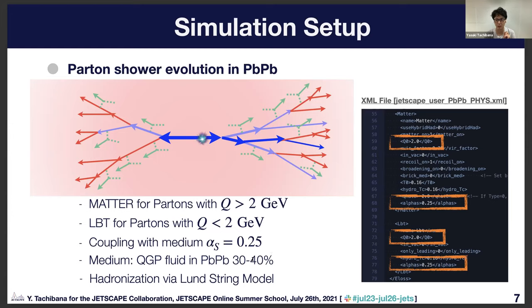Whenever we have a pre-generated hydro profile, you need to have a pre-generated initial hard scattering distribution. You don't need to worry about it this time because I've already provided it. It's also indicated in the XML file. So if you are interested in doing simulation with JETSCAPE by yourself, please see inside the XML file.